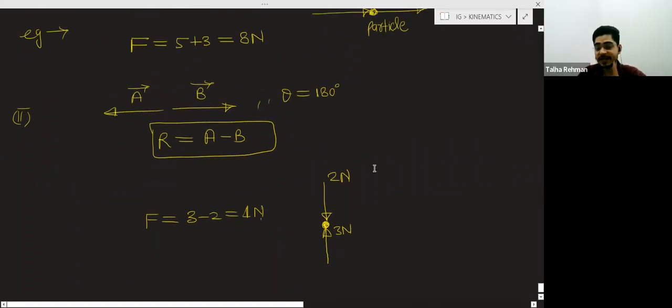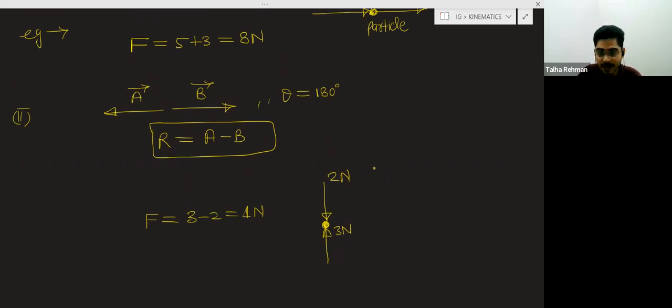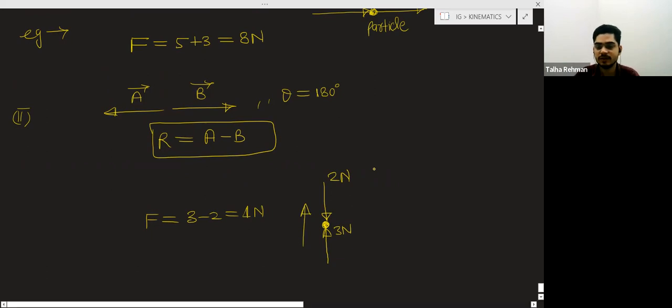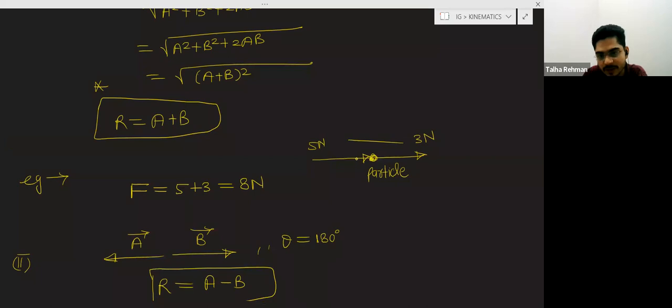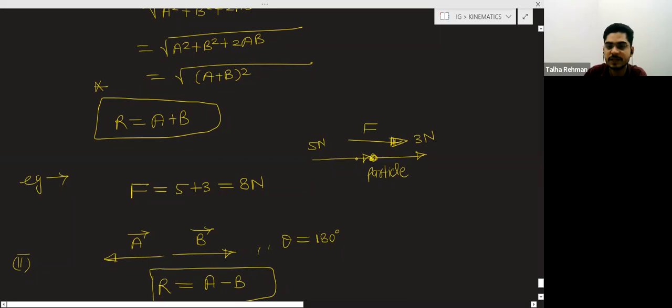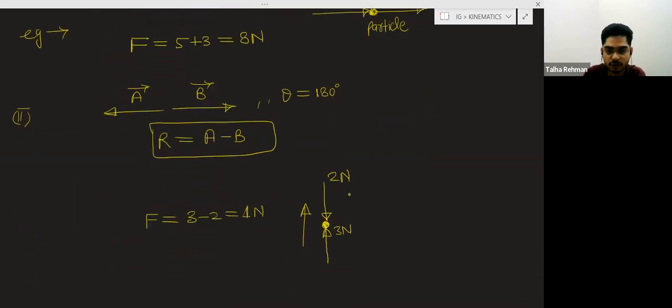And remember the direction of the resultant force. If someone is asking what will be the direction of the resultant force, it will be the direction along the 3 Newton. So this will be the resultant direction. If you are subtracting 3 minus 2, then the resultant direction will be the direction of the 3 Newton force. The direction of the resultant force will be in this direction.